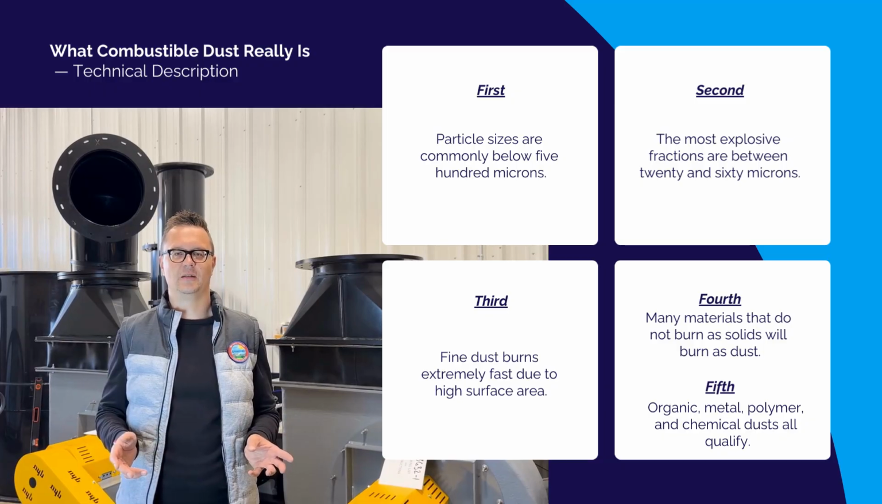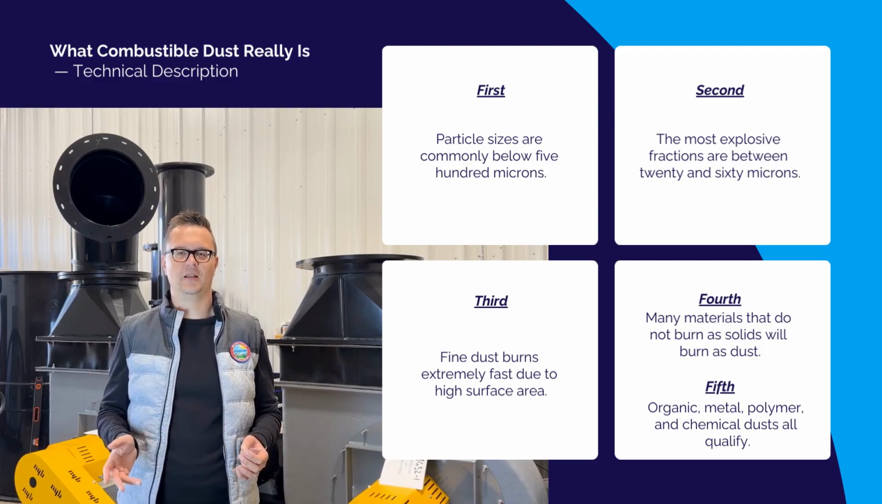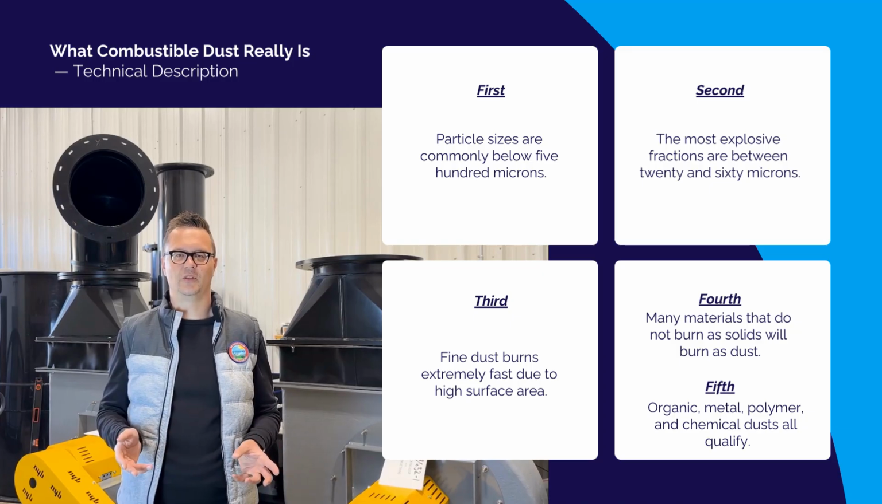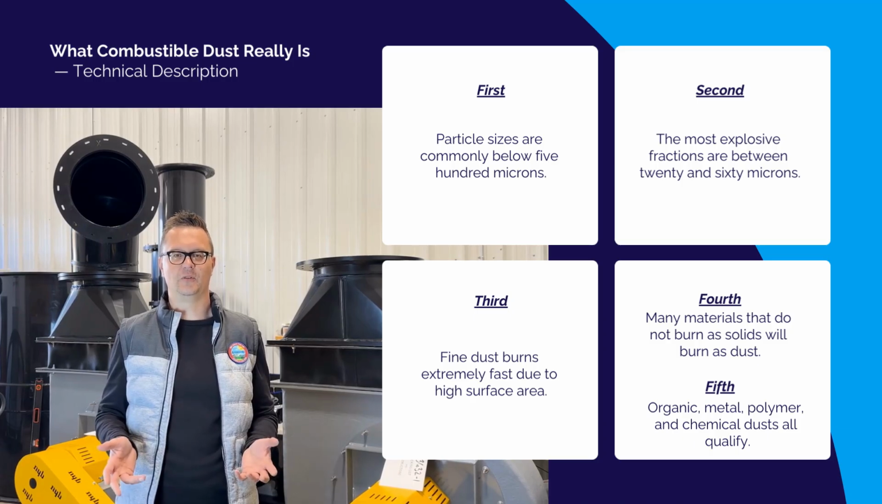What combustible dust really is. Technical description. Combustible dust is any finely divided solid that can burn rapidly when dispersed in air. Technically, first, particle sizes are commonly below 500 microns. Second, the most explosive fractions are between 20 and 60 microns. Third, fine dust burns extremely fast due to high surface area. Fourth, many materials that do not burn as solids will burn as dust. Fifth, organic, metal, polymer, and chemical dusts all qualify. Combustible dust is a fuel, and an extremely reactive one.